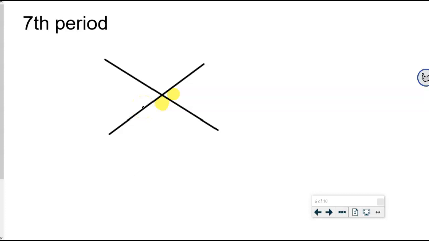Okay, so let's start with what we know. We know that they are going to add to 180 degrees. And you also figured out the word. That word is supplementary. These are supplementary angles because they add to 180 degrees. We are writing this down. Supplementary angles add to 180 degrees.